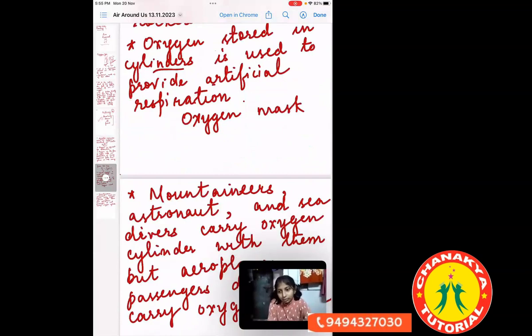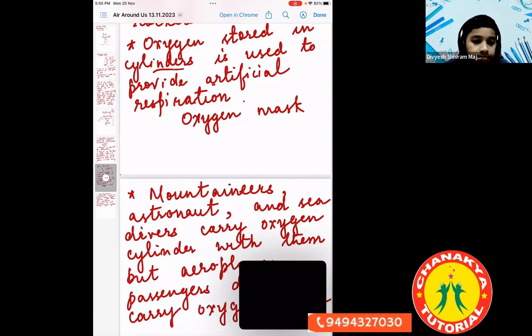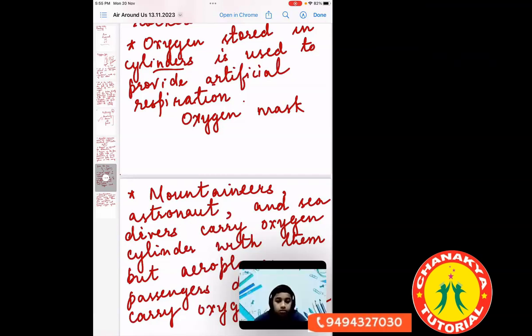Then when we go to the mountains, some people carry an oxygen cylinder also. Or during the COVID time, you might have heard that people needed oxygen cylinders, right? That was a basic need during that time, because people were not able to breathe because of the effect of the virus. The virus affected our body so much that we were not able to breathe, and that is the reason the hospitals and doctors provided them oxygen in an artificial way.